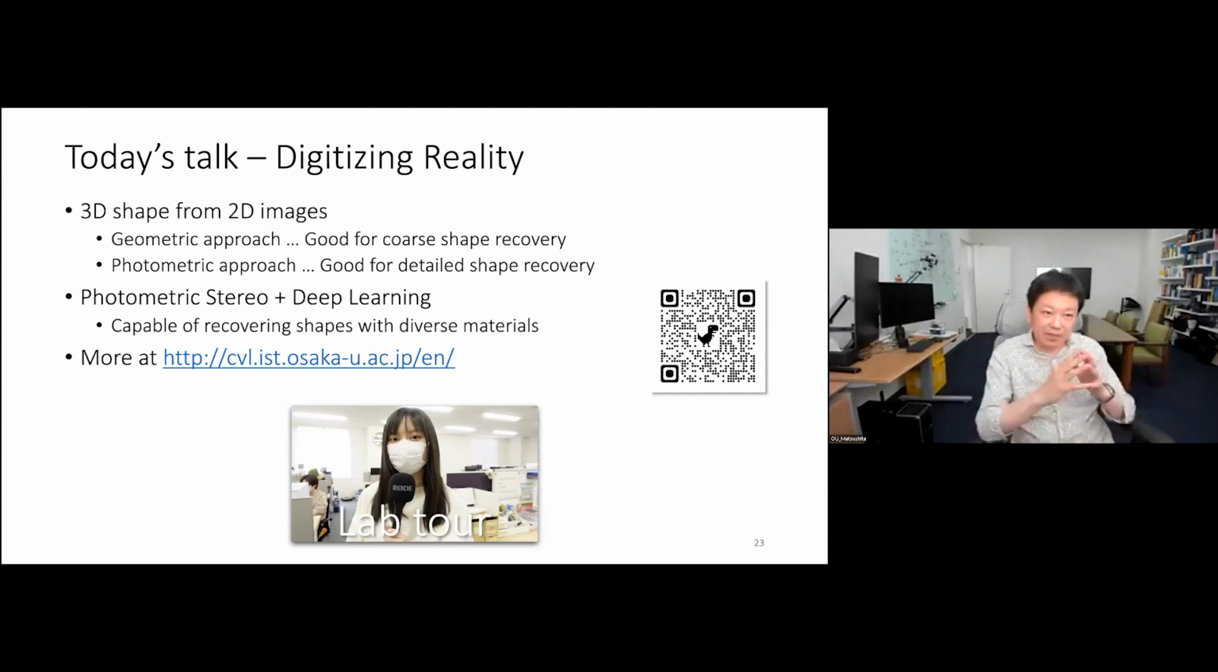One of them is a geometric approach, which is good at recovering coarse 3D shape in the form of depth maps. The other is photometric approach, which is good at recovering detailed 3D shape, but only in the form of surface normal. We also have seen photometric stereo methods that are data-driven by the power of deep neural net, and it enabled us to work with diverse real-world objects.